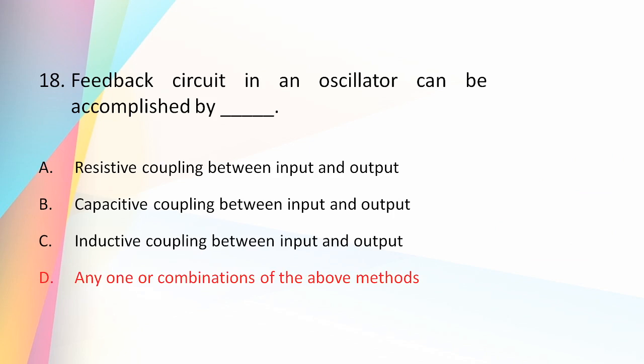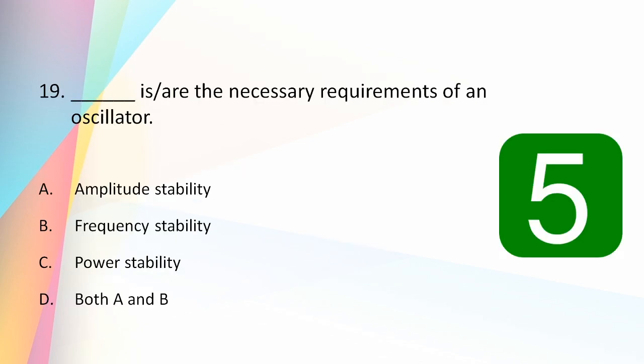For different types of application, oscillators can be built with different feedback circuits to produce proper phase and amplitude. And these types of oscillators may include RC and LC oscillators. The Colpitts oscillators use capacitive feedback and Hartley oscillators use inductive feedback. So any one or combinations of the above methods can be used as feedback circuit in an oscillator.